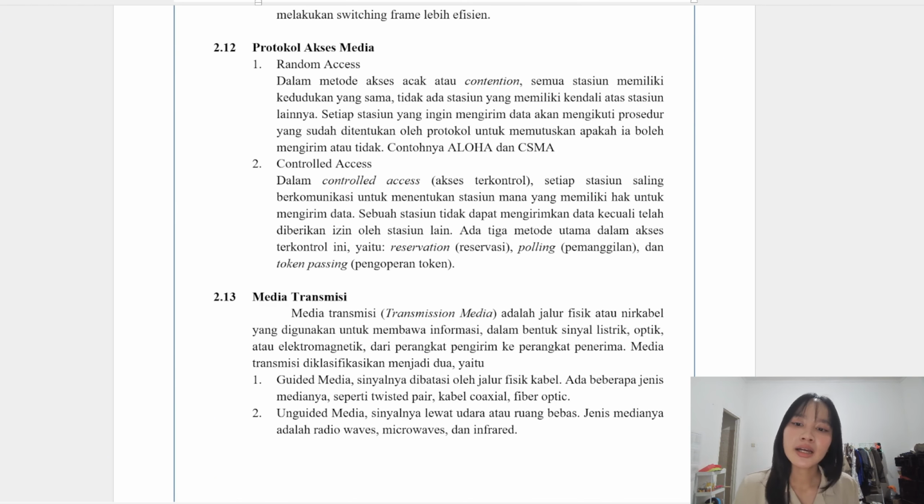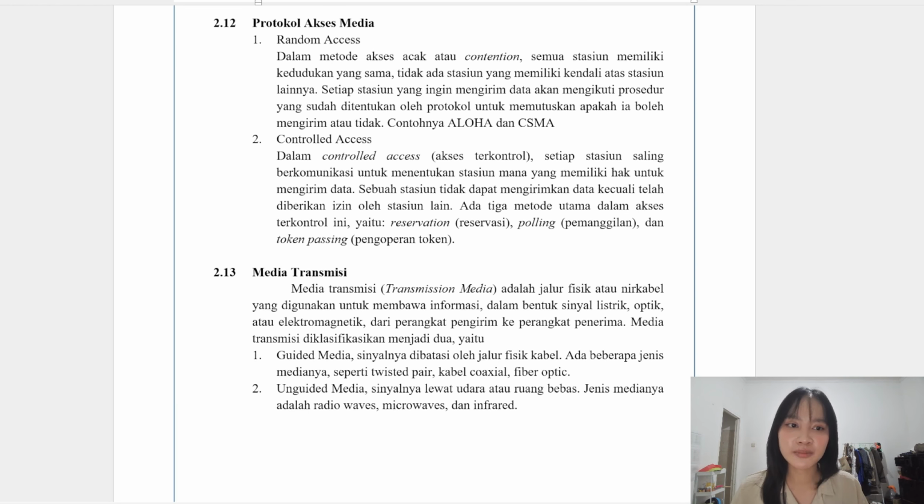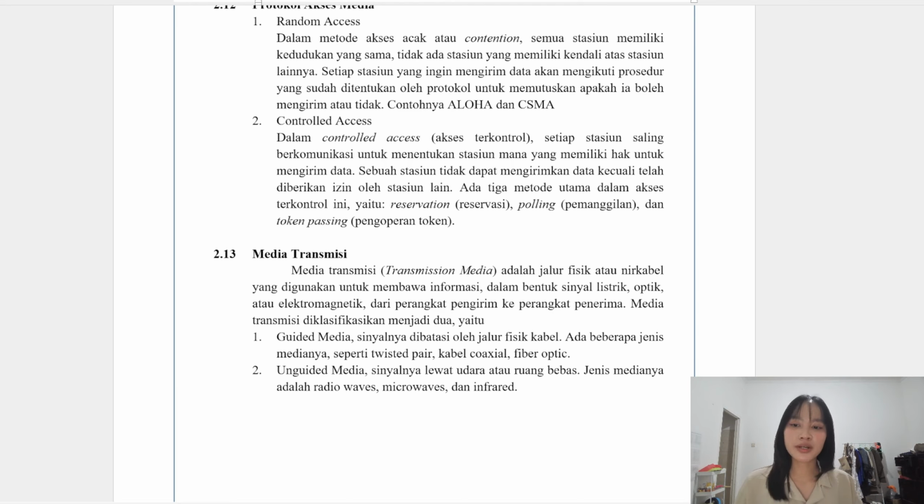Transmission media are physical or wireless paths used to carry information in the form of electrical, optical, and electromagnetic signals from the sending device to the receiving device. And there are two classifications of transmission media. The first one is guided media and the second one is unguided media.